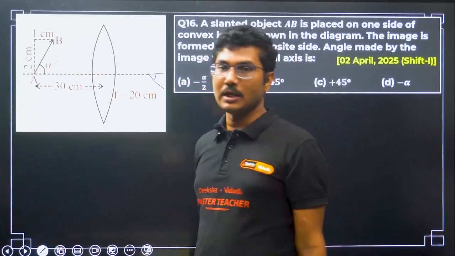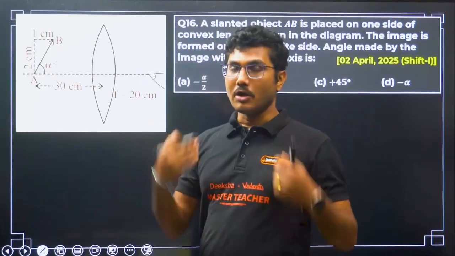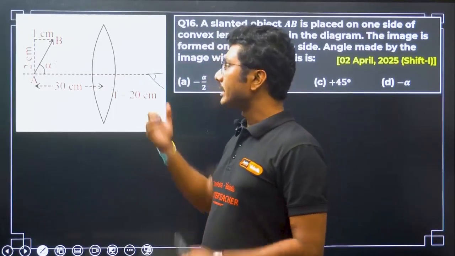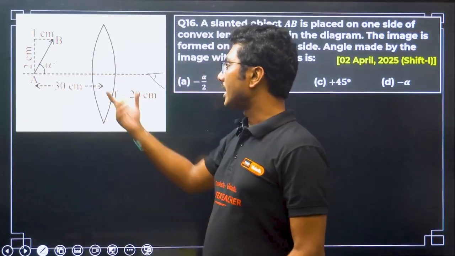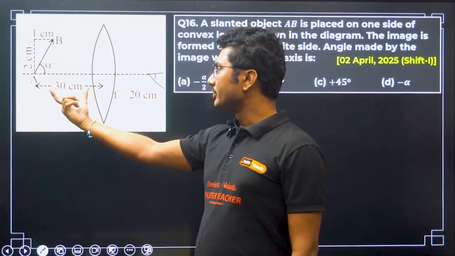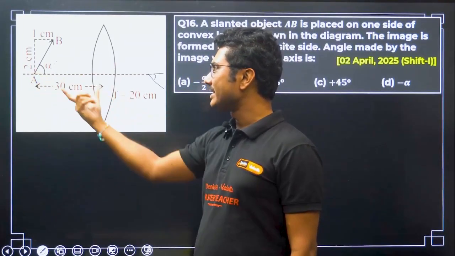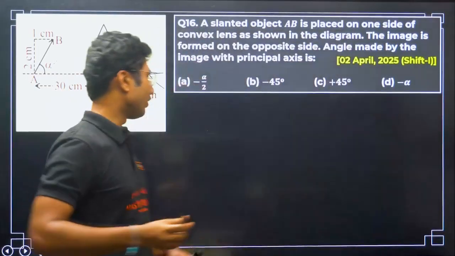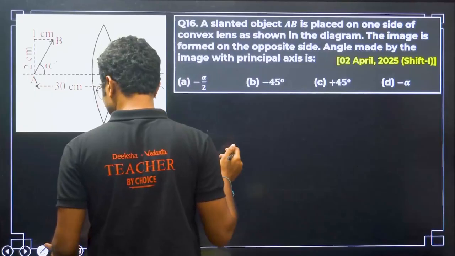If you do not know the formula, how to do that? Because it is not always possible to remember all kinds of formulas. So, let us see. First, I will use this 30 centimeter as the base distance and find where the image is formed, the image distance. For that, we will use the lens equation.